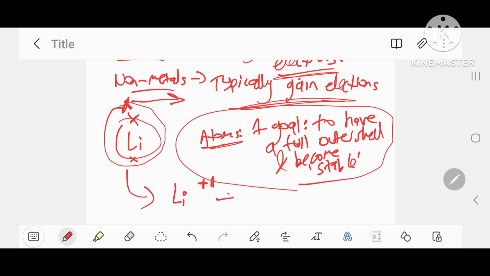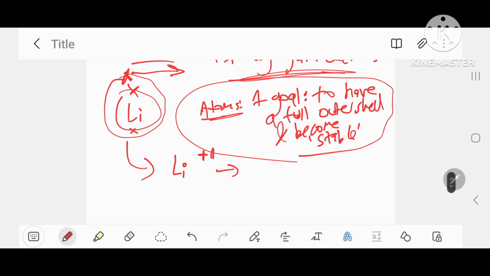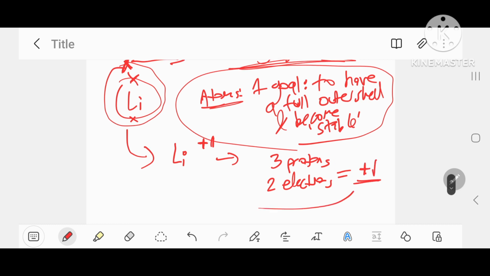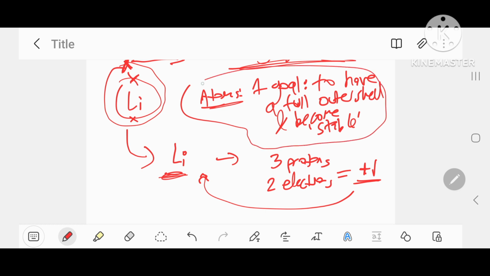Why is it +1? Because the atomic number is 3, so it's got 3 protons, and now it's got 2 electrons because it's given away 1 electron. So 3 minus 2 is 1, so it's +1. By convention, that's how we write lithium: Li, the symbol for lithium on the periodic table, and then +1 at the top. You can leave the 1 out if you want, because plus and +1 mean the same thing, but it's nice to write it there. +1 means the lithium loses an electron and has now a net charge of +1, an overall charge of +1.